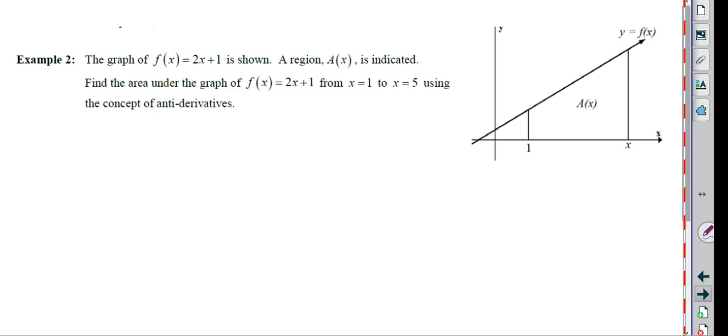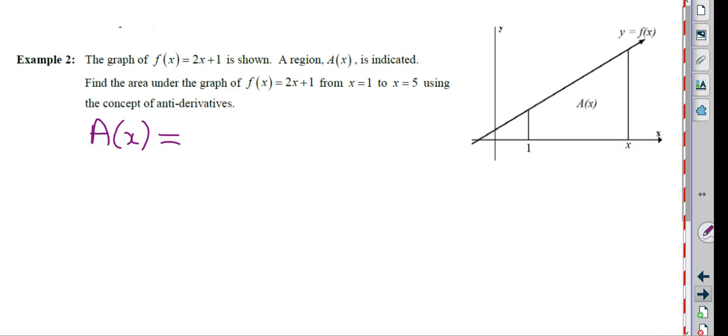Example 2. So here's the graph. y equals 2x plus 1 is shown. A region A of x is indicated. Same thing. Find the area under the graph of f of x from x equals 1 to x equals 5 using the concept of antiderivatives. Okay, so I need a function, A of x, whose derivative is 2x plus 1.